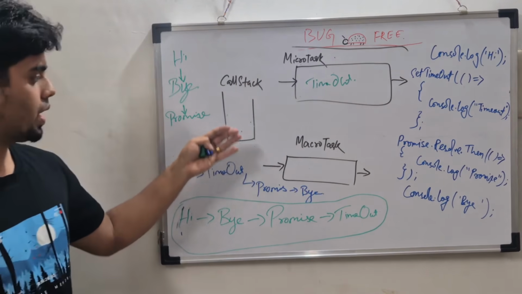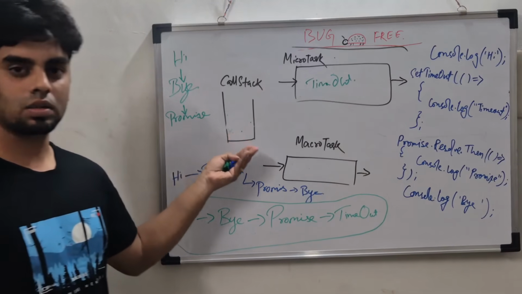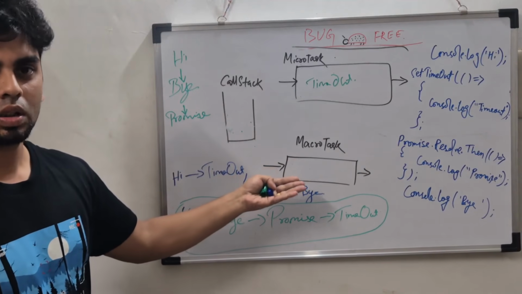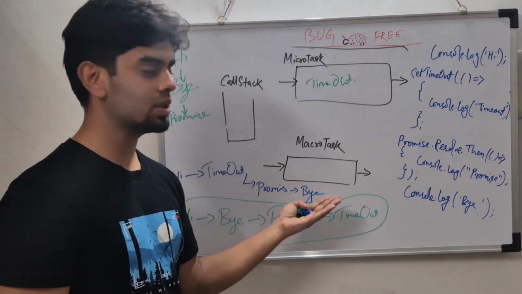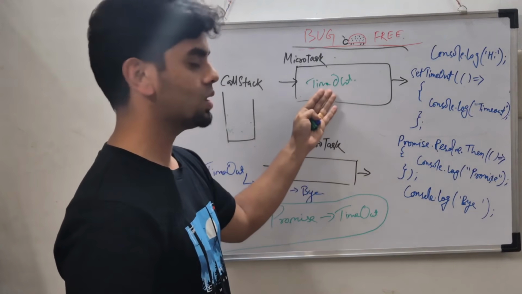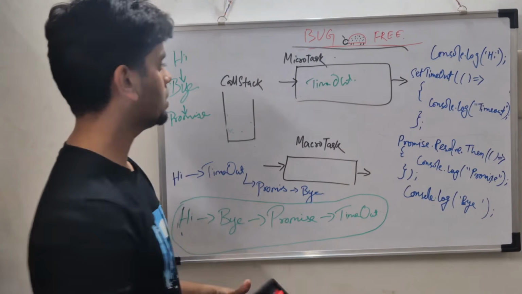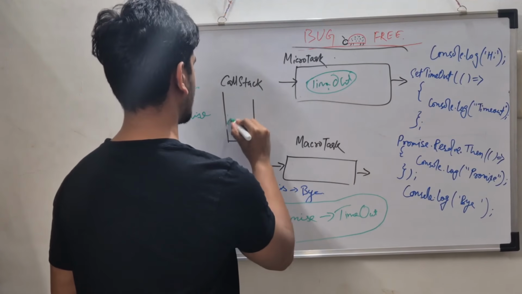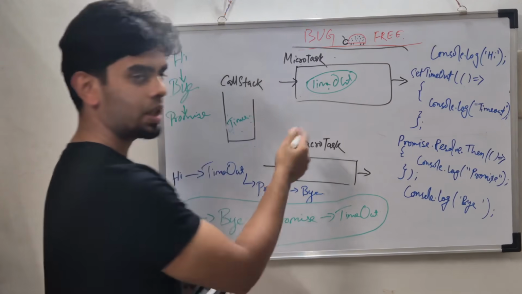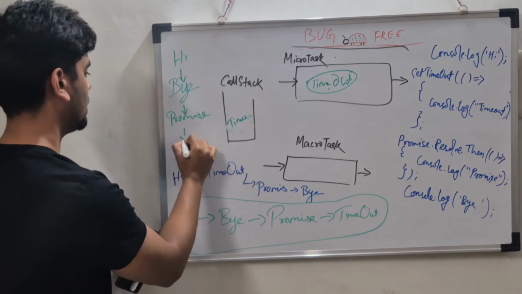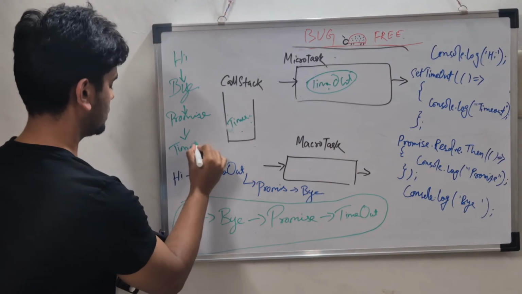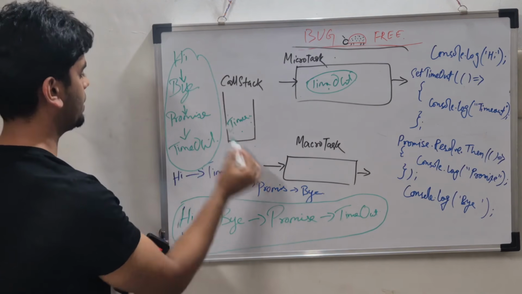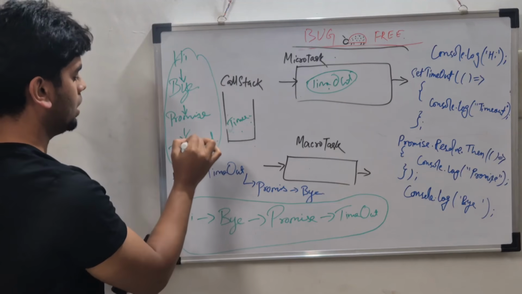The JavaScript engine again checks whether anything is in the call stack to execute. No. So it will check the macro task queue. Again nothing is there in the macro task, so it will go to the micro task, which is the last one in the event loop. There, if you see, the timeout is there. Now this timeout will get pushed to the call stack. Once it comes to the call stack, it will get executed and the timeout will get printed. At the end, the output came like hi, bye, promise and timeout.